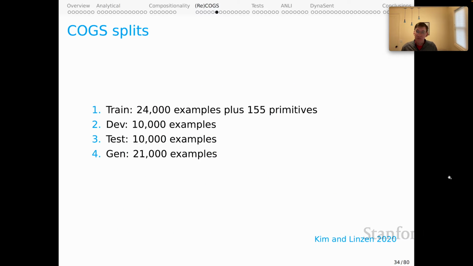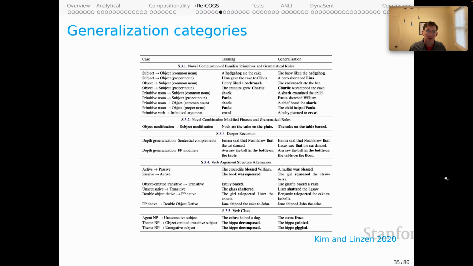The COGS splits have the following structure. We have a pretty large train set. We also have a dev set and a test set, and both of those are IID, that is their standard evaluations in the terms that we're using in this unit. The interesting part is this group of 21,000 generalization examples corresponding to 21 different splits, each one trying to probe models for different sorts of compositional generalization phenomena.